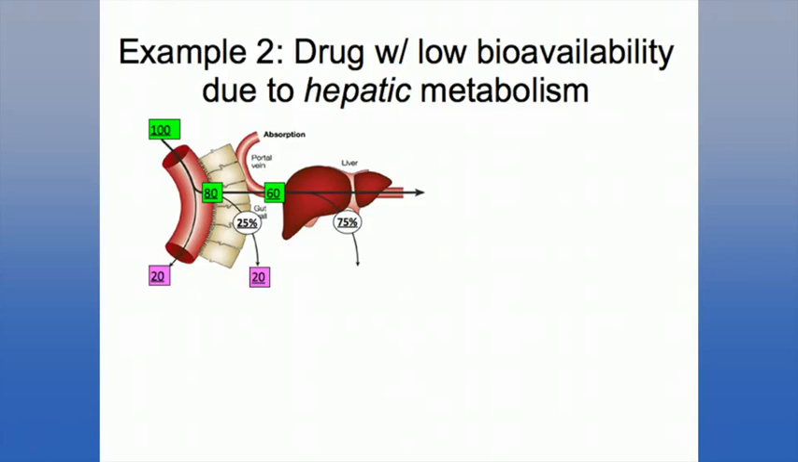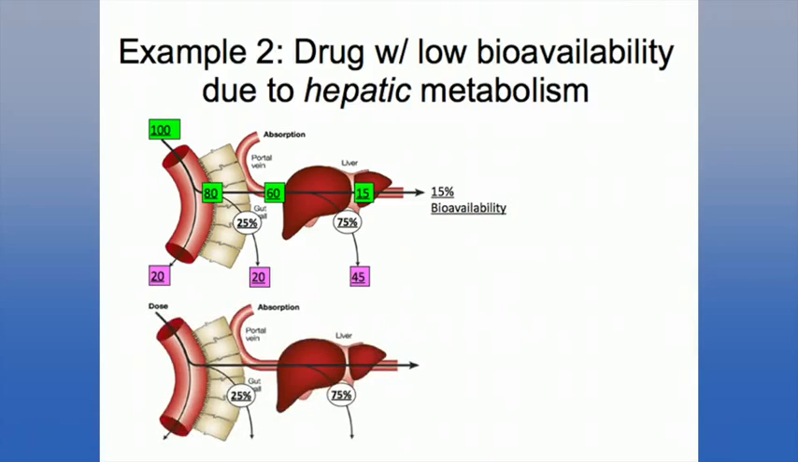However, once this drug reaches the liver, it undergoes very significant first-pass metabolism, hepatic biotransformation. So the net effect here is we lose a further 45 milligrams of the drug. The net effect being that 15 milligrams of the original 100 milligrams of the drug that was given to the patient reaches the systemic circulation. And this would be an example of a drug that has 15% bioavailability.